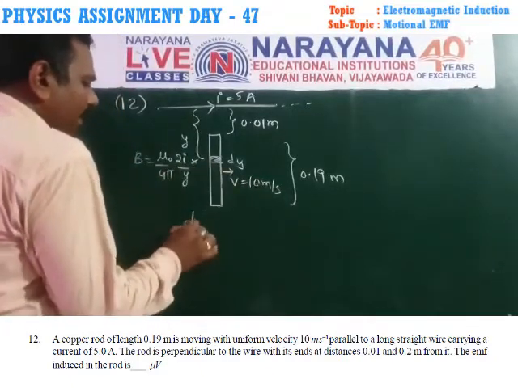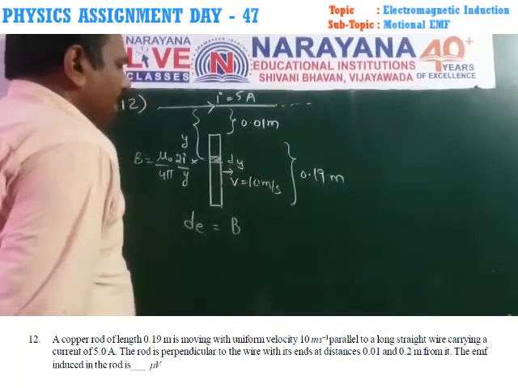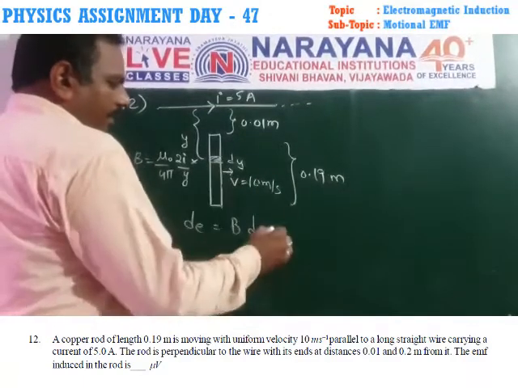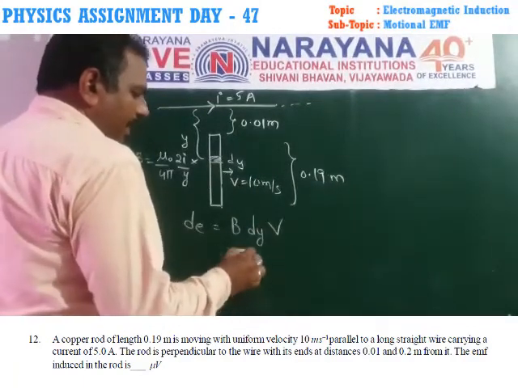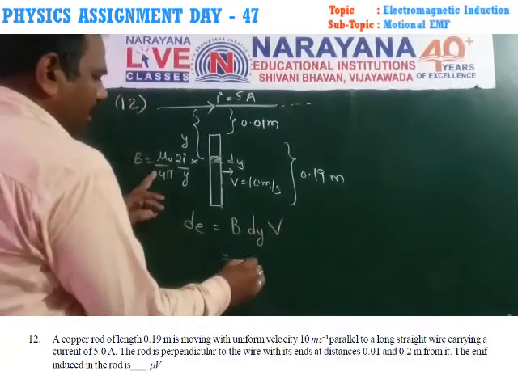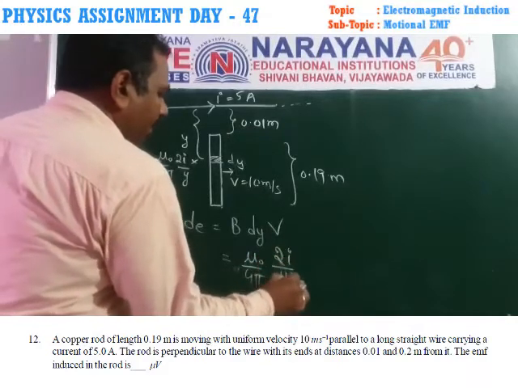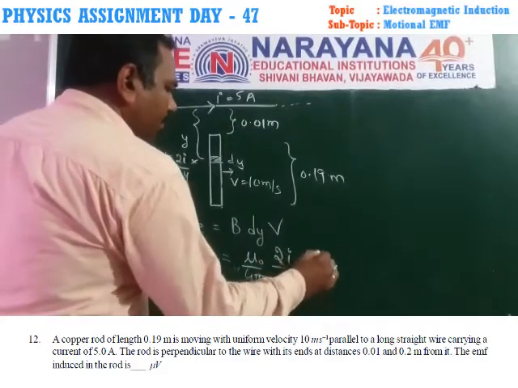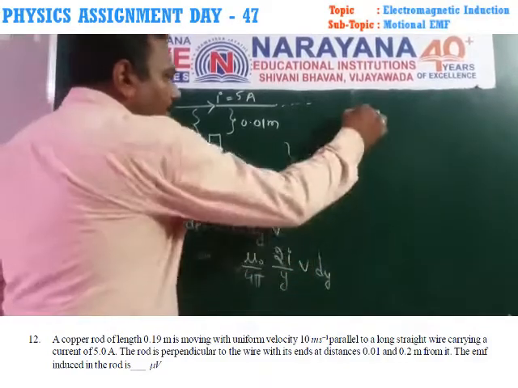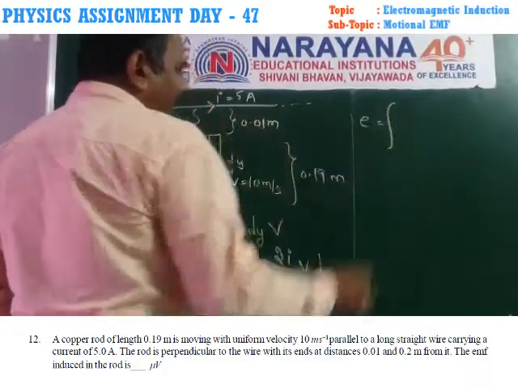So the small elemental EMF dE is equal to B into L, which is dy, into velocity v. So B into v, where B is replaced with mu naught by 4 pi into 2I by y, into velocity into dy. This is the small elemental EMF. But we have to find the total EMF. The total EMF is obtained by integrating the small dE.